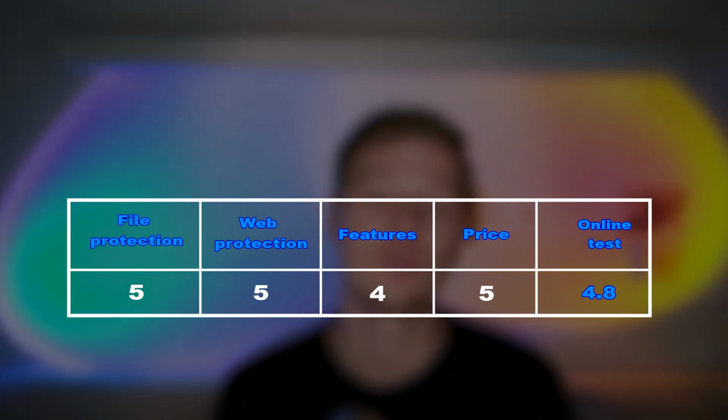In total, Sophos Home gets 4.8 out of 5 in my rating, which is almost an excellent result for antivirus software of this class. This is the ideal solution if you have multiple PCs at your house or want to protect your family members from the dangers of the internet, even when you are away from them.